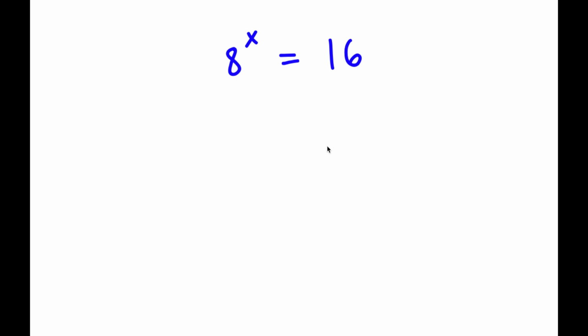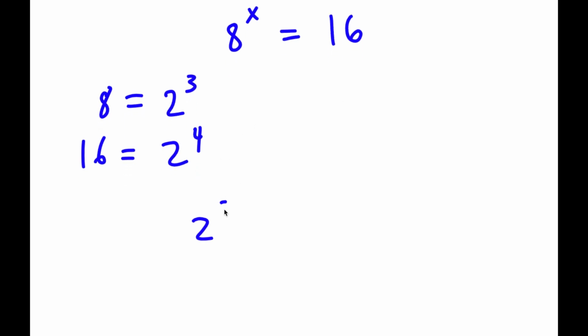Alright, so in this problem, I have 8 to the power of x is equal to 16. So to solve this, I'm going to first start by rewriting both of these. So 8, this is the same thing as 2 to the power of 3. And 16, this is the same thing as, because this is double of 8, 2 to the power of 4. So now if I replace 8 with 2 to the power of 3 and 16 with 2 to the power of 4, I get 2 to the power of 3 to the power of x is equal to 2 to the power of 4.